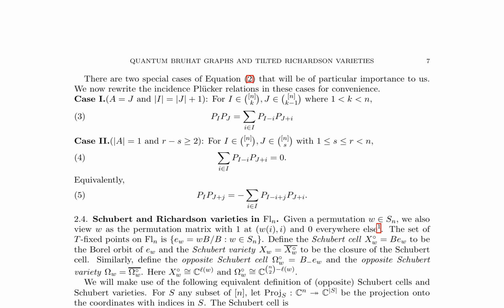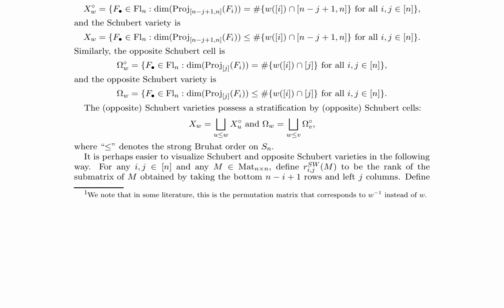The paper discusses quantum Bruhat graphs and tilted Richardson varieties, focusing on two special cases of equation 2. In these cases, the incidence Plücker relations are rewritten for convenience. The Schubert and Richardson varieties are also explored, with the Schubert cell defined as the Borel orbit of E_u and the Schubert variety as the closure of the Schubert cell.